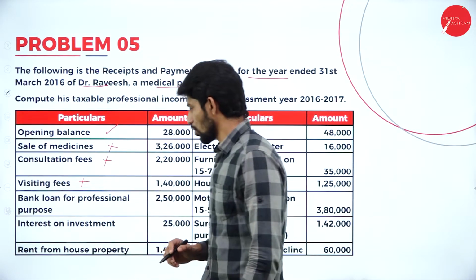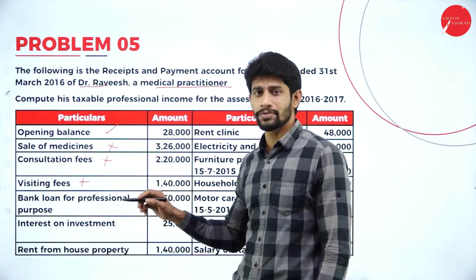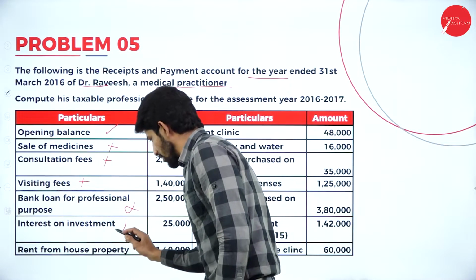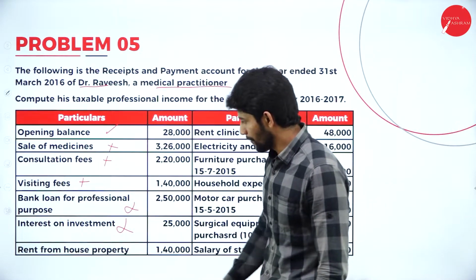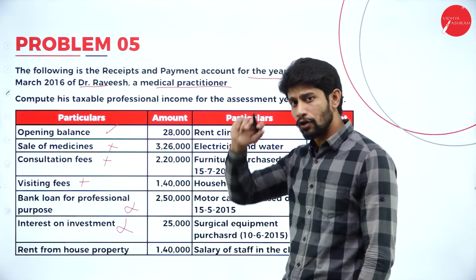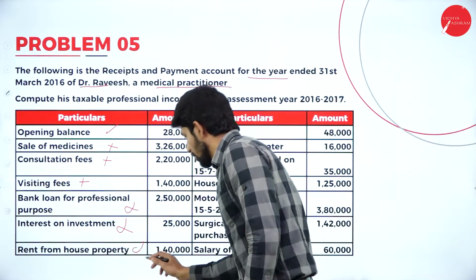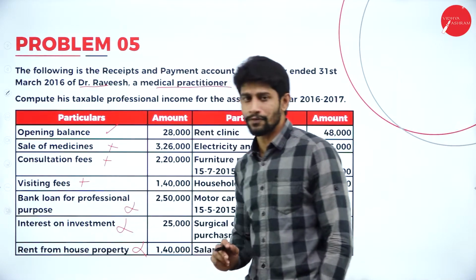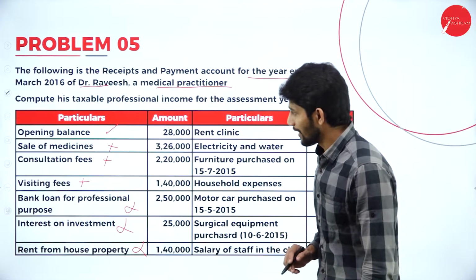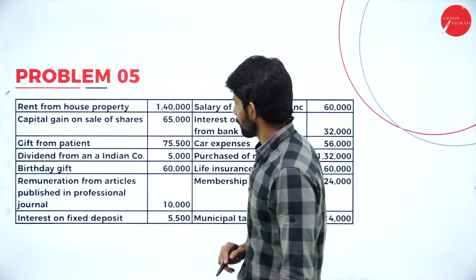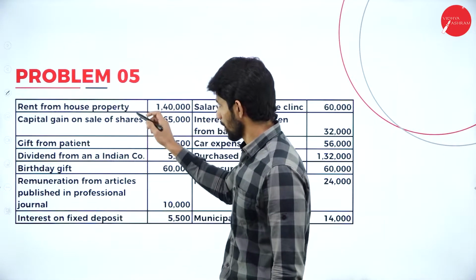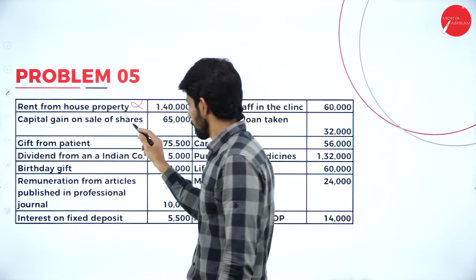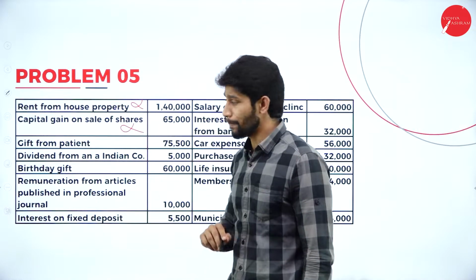Next, interest on investment. Interest on investment comes under income from other sources, not under profession. So, it is not a professional income. Next, rent from house property relates to house property, not to profession. So far we have sale of medicines, consultation fees, visiting fees. These three are the professional incomes. Next, rent from house property. Yes, it is not a professional income. Capital gain. Yes, it is also not a professional income. It is relating to capital gain.